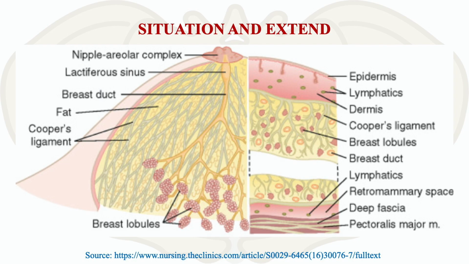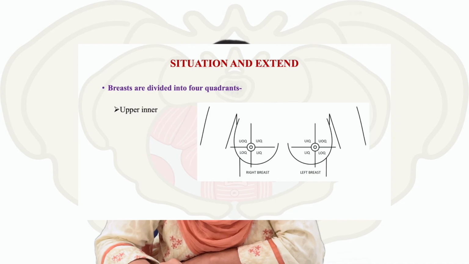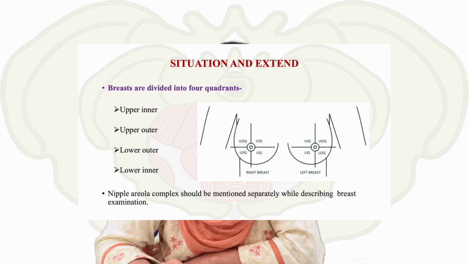Now, in order to understand more about the situation or how the breast is placed in the body, one can divide the breast into 4 quadrants. So that means each breast has an upper inner and lower inner quadrant. Okay, that makes it 2, and an upper outer and lower outer quadrant. You can see in the picture, it is very clear. The nipple areola complex should be mentioned separately while describing the breast examination.